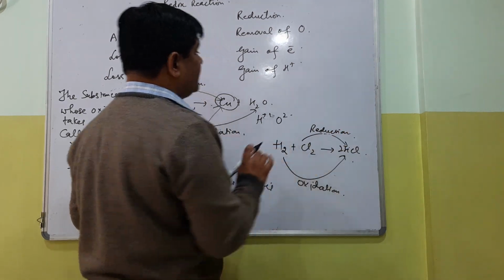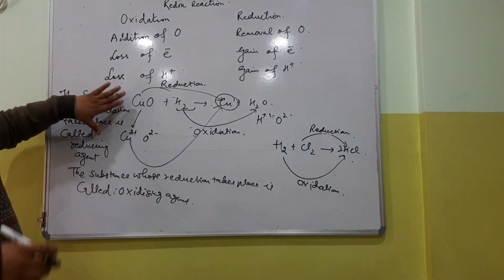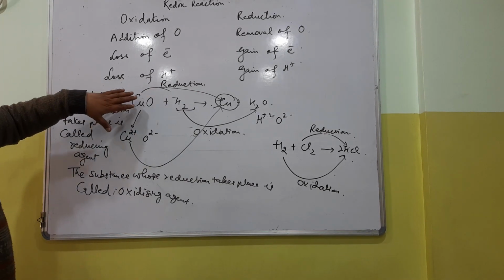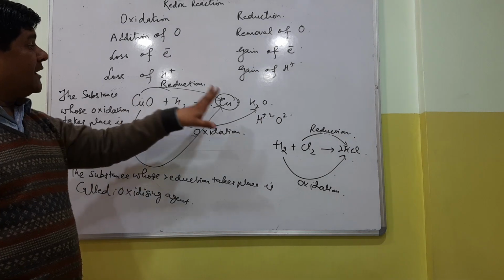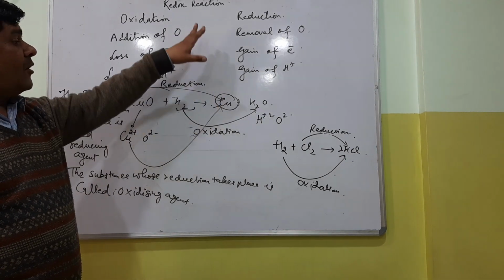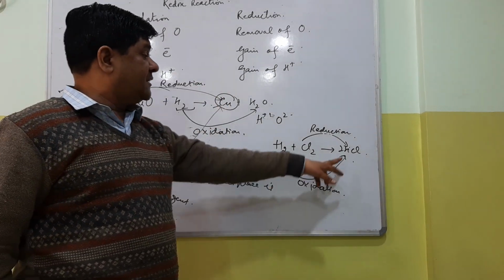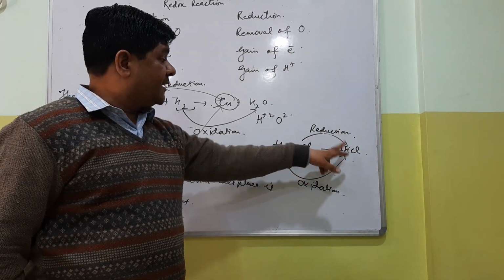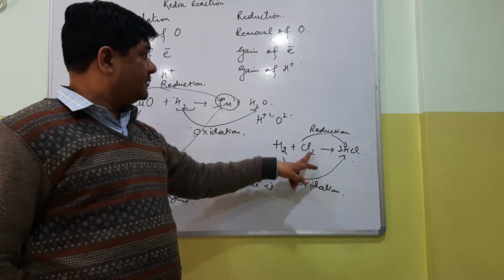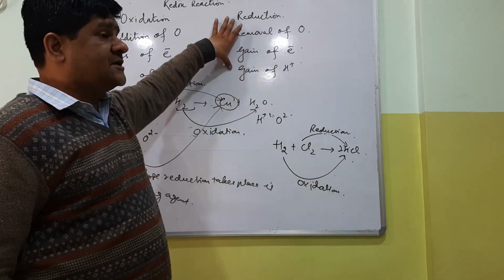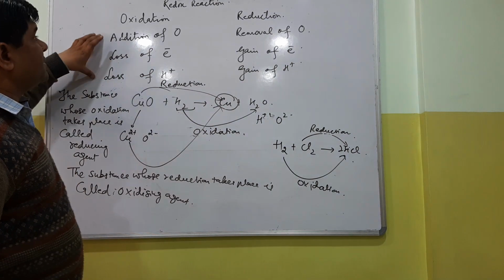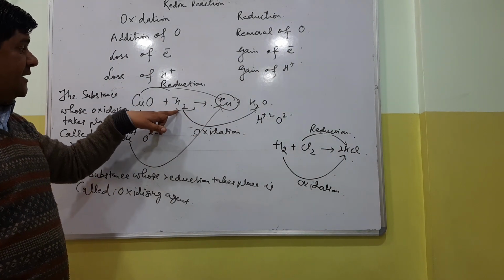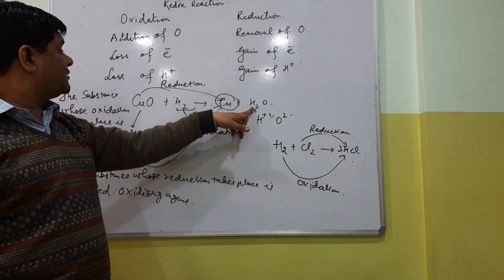So with the help of these examples, we come to know that, for example, in this, oxygen is lost. When oxygen is lost, gain of electron takes place. Or in this example, loss of hydrogen takes place, and here gain of hydrogen takes place by chlorine. So that is called reduction. And oxidation is addition of oxygen.